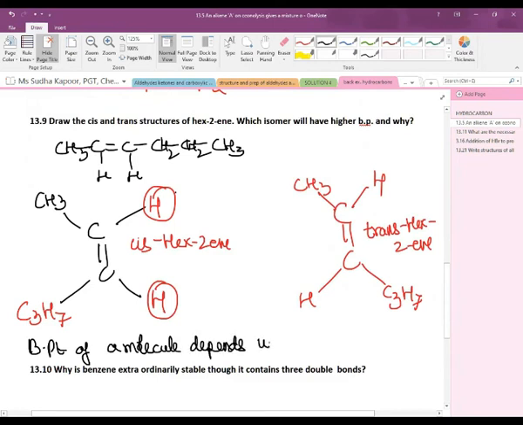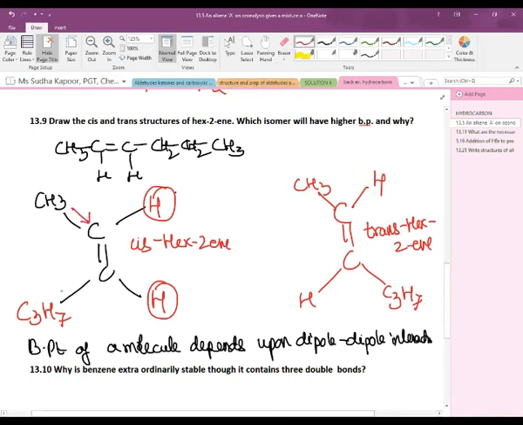depends upon dipole-dipole interaction. Since now we have to remember here that the cis isomer has the higher dipole moment. Cis is going to have the higher dipole moment, therefore it must be having the higher boiling point. So let us see how it is going to have the higher dipole moment.